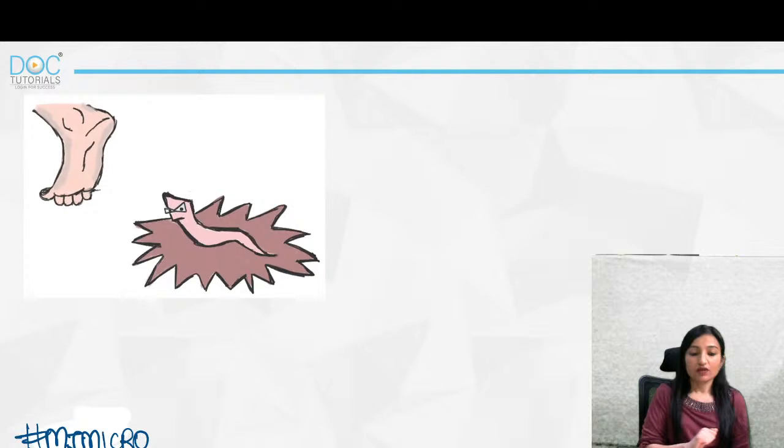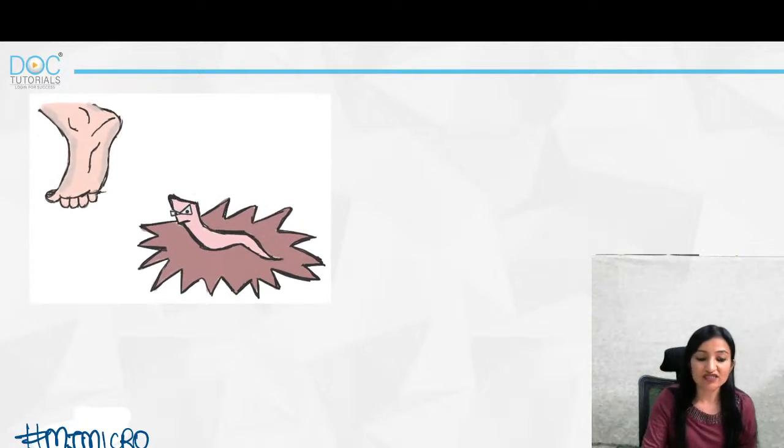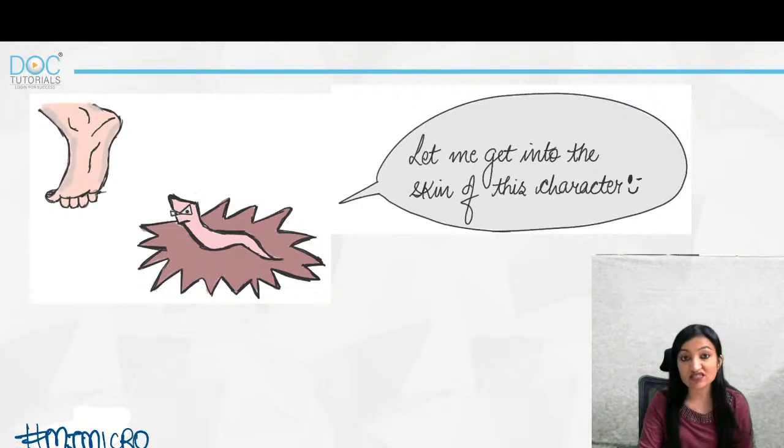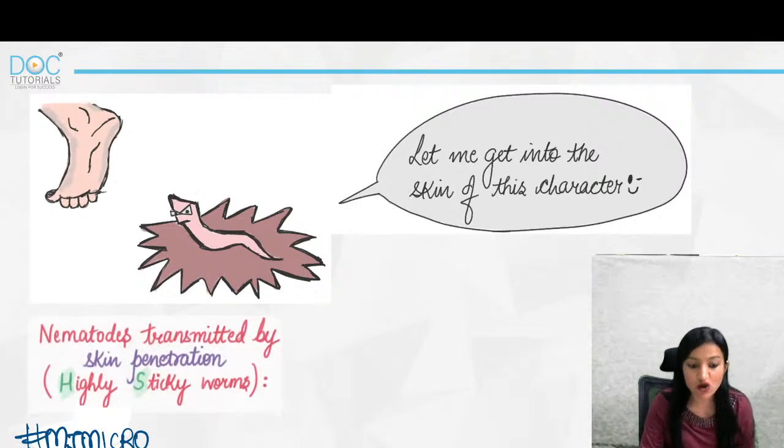Now what you can see over here, who is this fellow? This is a creepy larva and its intention is not at all good. This larva wants to get into the skin of this person who is walking barefoot. What am I referring to?